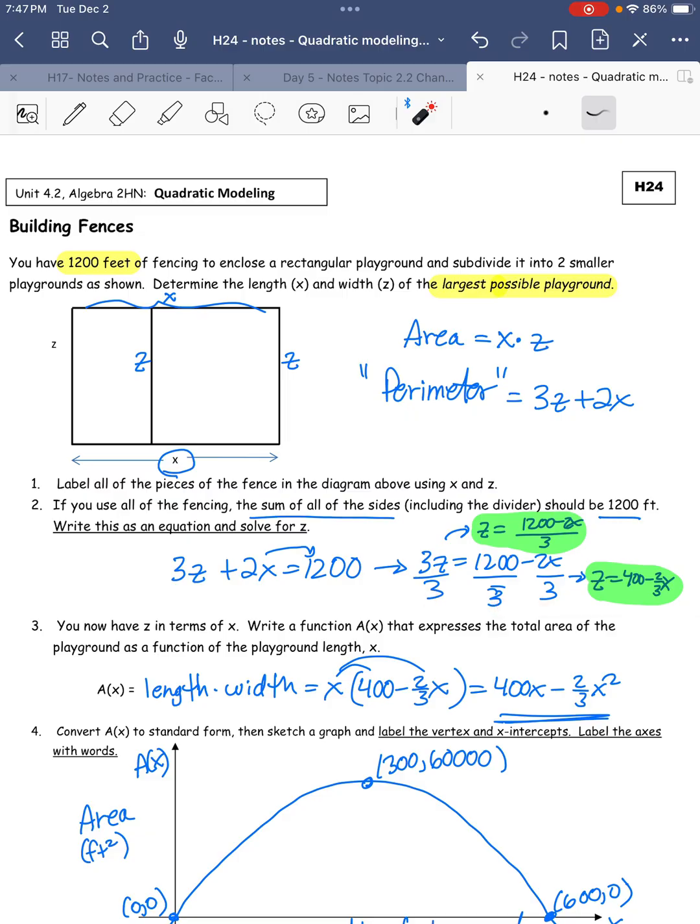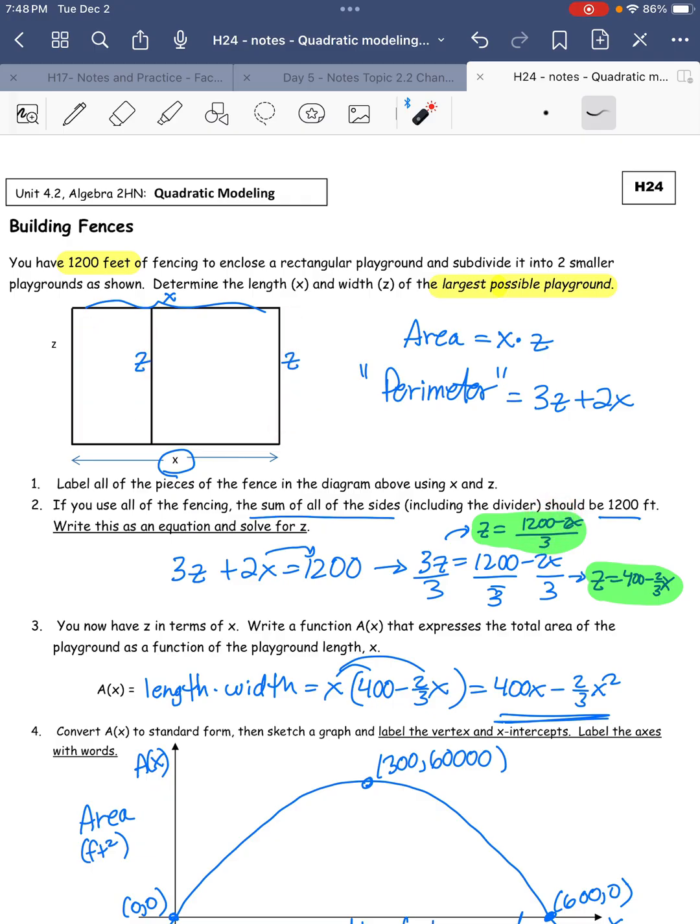You can do it one of two ways. You can divide everything by 3, which leads you to this answer, or you can just divide the whole thing by 3, and it leads you to this result right here. Either way, that's your z value. So that's z based on x, right? Think about it: you have 1,200, you use the two x's, and then you need three z's. So that's what this is telling you. You have 1,200, take away the two x's, and then divide that by 3 to get each z value.